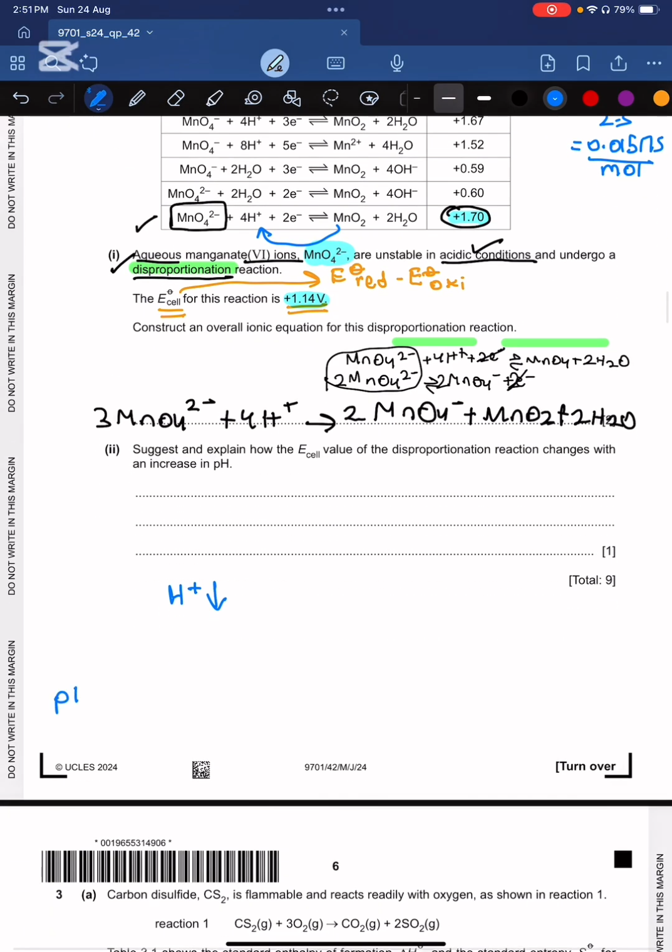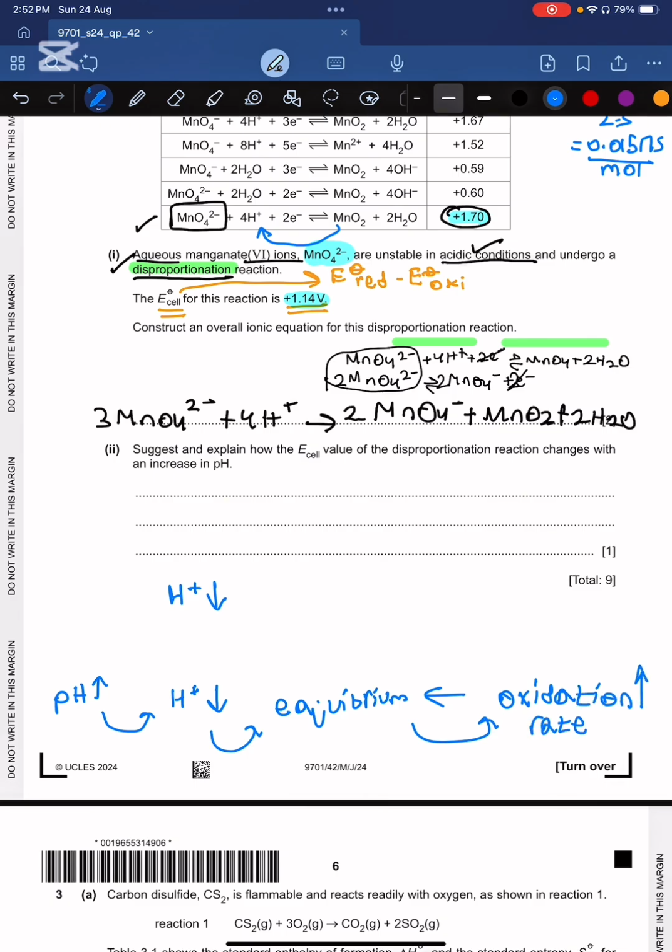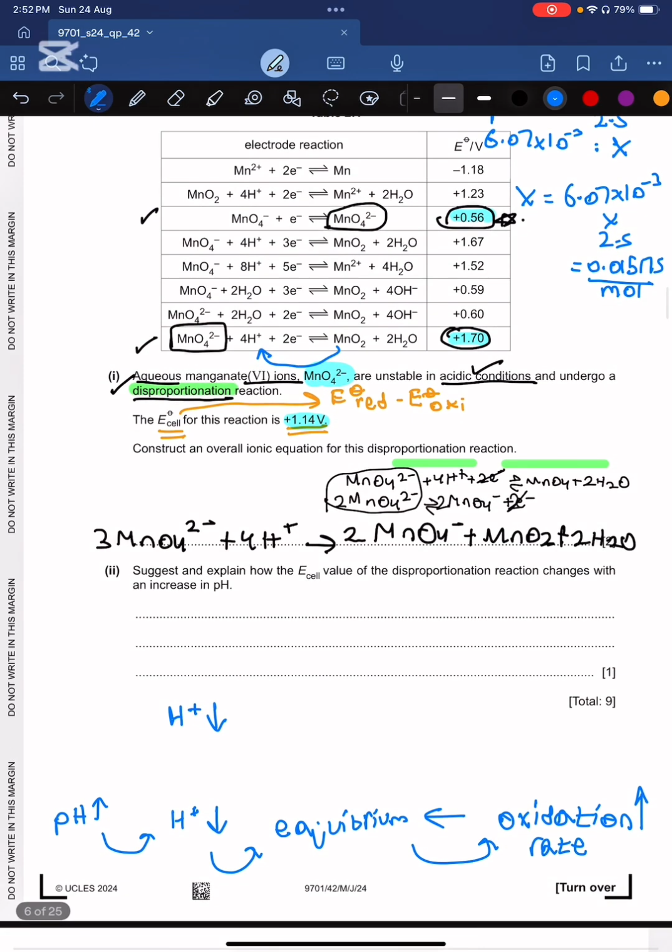I'll repeat, pH increases. Let's just write this down. pH increases. What happens now? H plus ions decrease. In this second reaction, the equilibrium shifts to the left-hand side. So how does that affect me? Oxidation rate increases. And what is oxidation linked to? A negative E naught value. If the rate of oxidation increases, the E naught value becomes more negative or less positive. It's the same thing. So the 1.7 value becomes, let's say, this second example becomes 1.4.